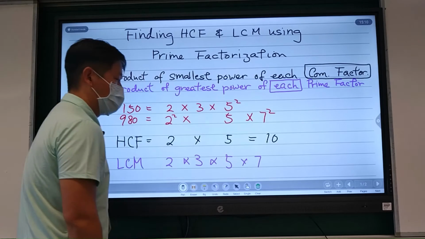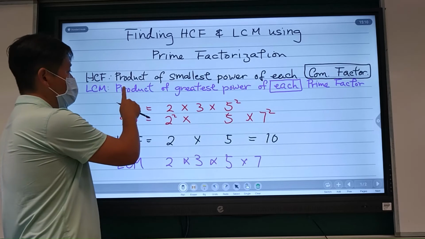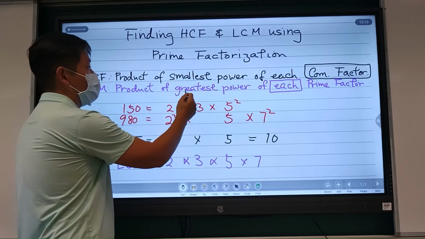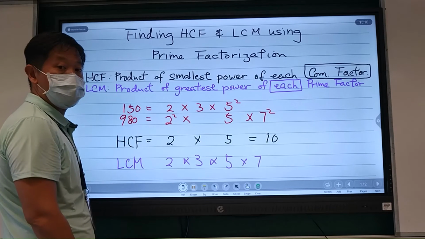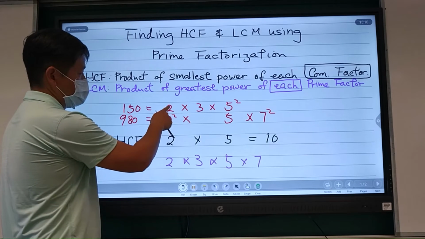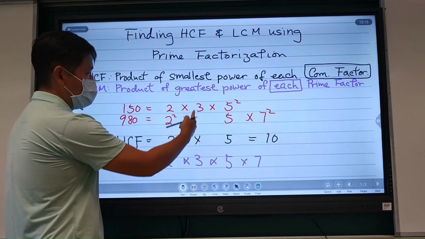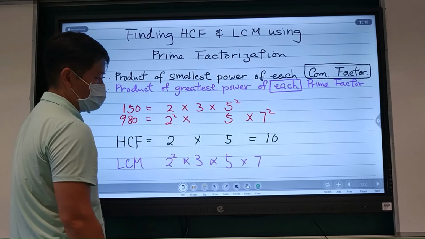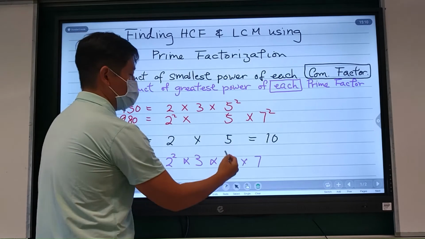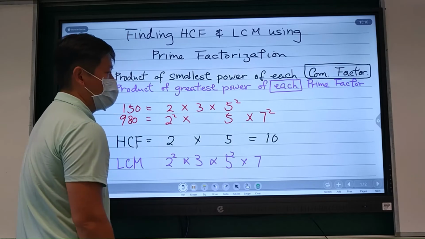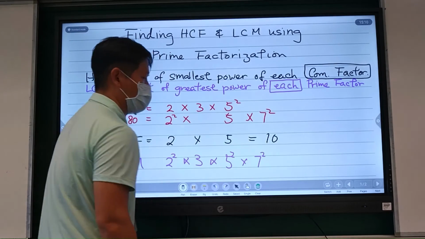Now we're not done. We're looking for the product of the greatest power. Of the two, I need to choose the one that has the greatest power. The 2 has the greatest power, so I put a 2. The 3, only one number has a 3. The 5, there are two of them, and I pick the greater power, which is 2. And the 7, there's no comparison, since only one has it.